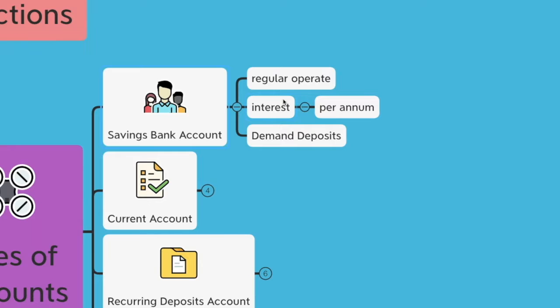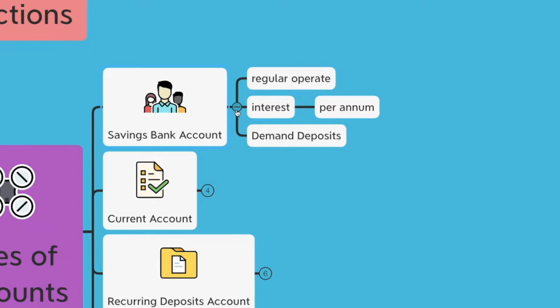So basically you can withdraw anytime that you need money. Whenever you want money, you can go and withdraw your money. There is no time factor which comes into play with regards to the savings bank account.